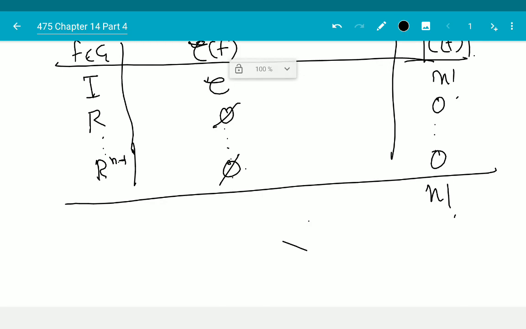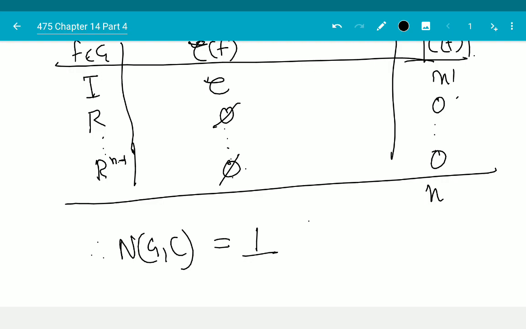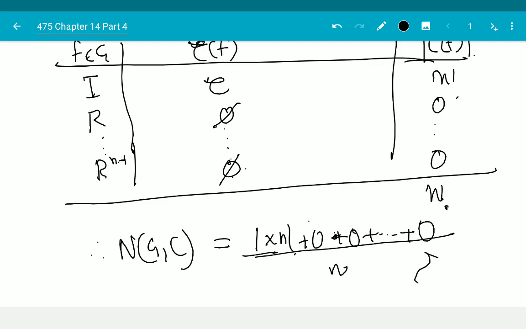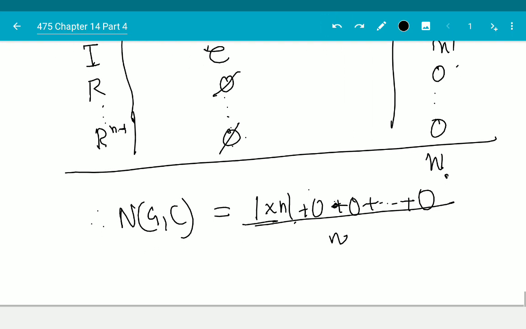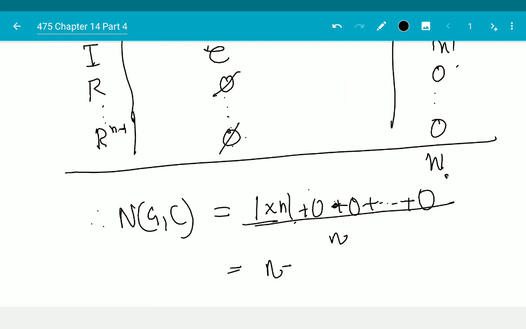And therefore NGC is equal to 1 into n factorial plus 0 plus 0 plus dot dot dot plus 0, all over n. This should have been a factorial, which is equal to n minus 1 factorial. Okay.